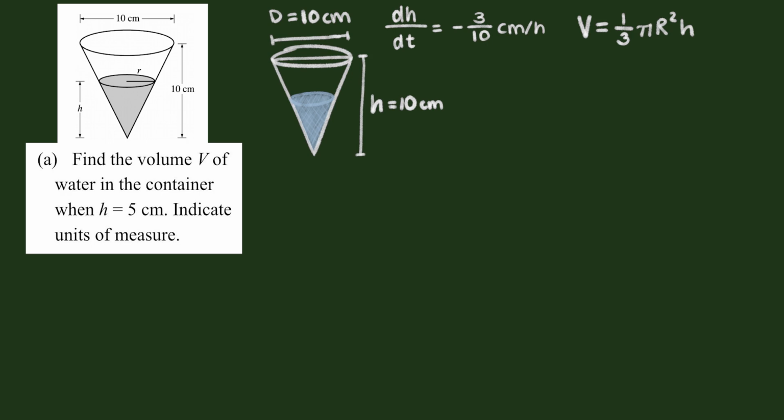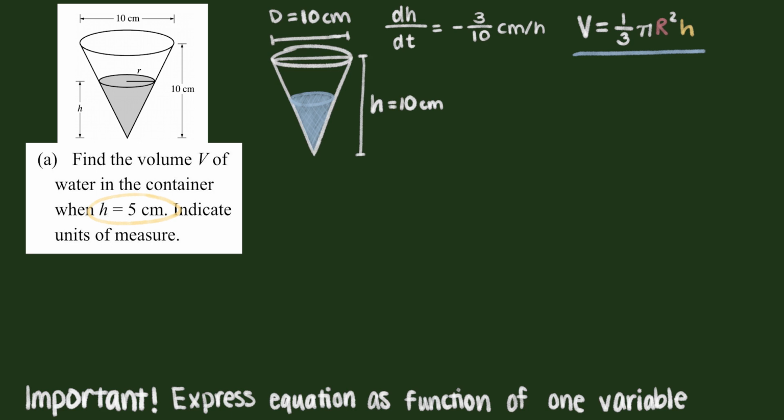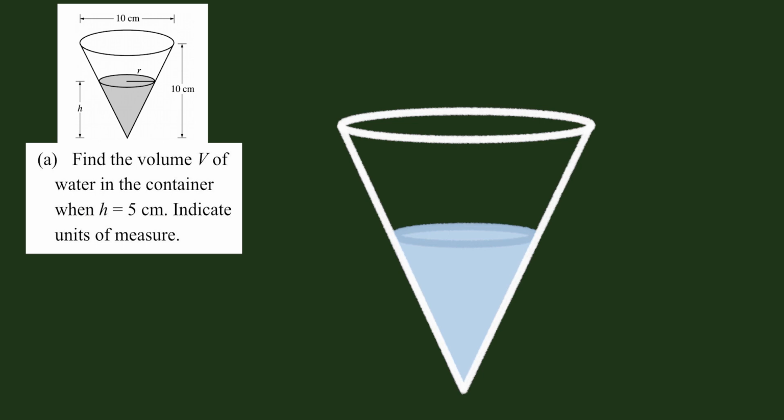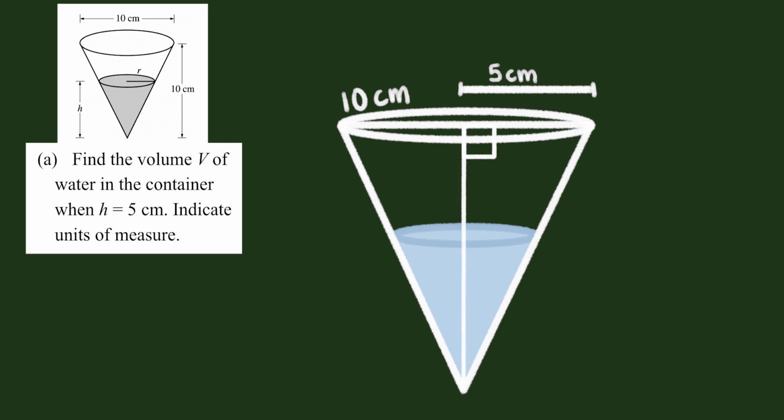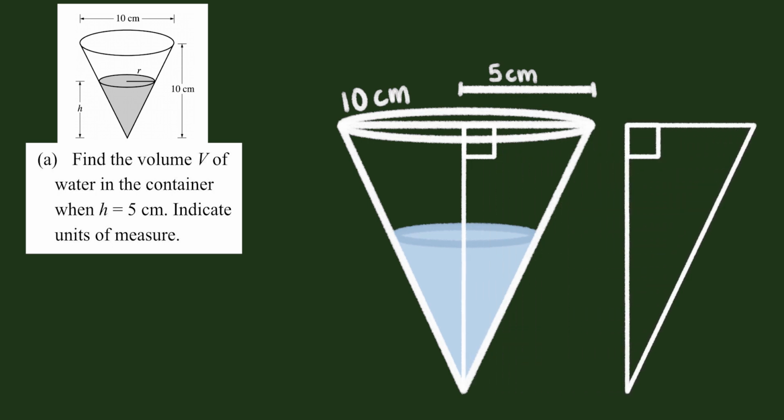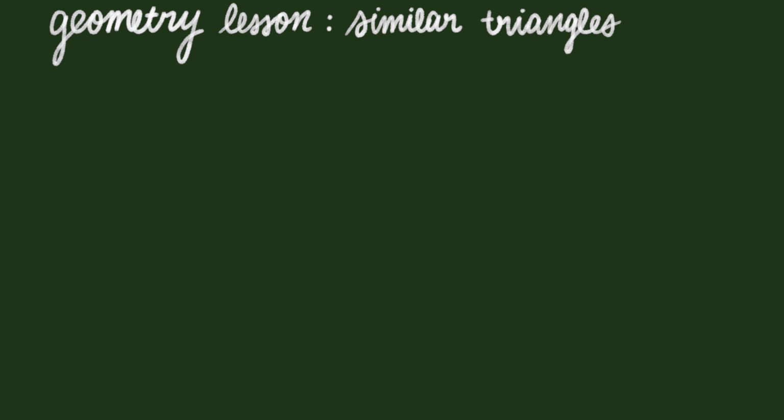Indicate units of measure. First, let's recall the formula for volume. Part A only gives us the height of the water, but the equation of volume requires two variables, the radius and the height. In this scenario, you should always express the equation as a function of one variable. To do this, we need to look at the geometry of the model. Because the diameter of the opening is 10 centimeters, we can conclude that the radius of the opening is 5 centimeters. Because we know that this is a right circular cone, we can also conclude that by connecting the ends of the radius and height, you get a right triangle. Remember back in geometry where you looked at similar triangles? Well, me neither, so let's look at them once more.